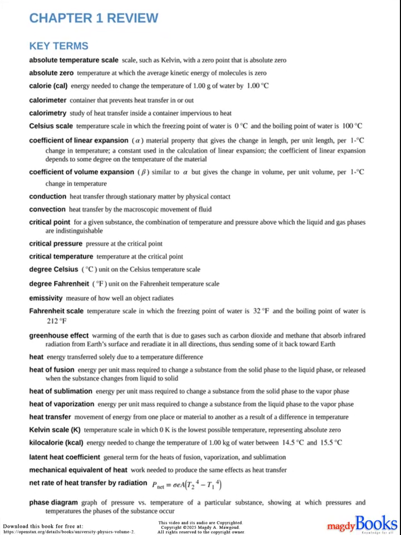Chapter 1 Review, Key Terms and Equations. A. Key terms. 1. Absolute temperature scale. Scale, such as Kelvin, with a 0 point that is absolute zero. 2. Absolute zero. Temperature at which the average kinetic energy of molecules is zero. 3. Calorie, cal. Energy needed to change the temperature of 1.00 gram of water by 1.00 degrees Celsius.